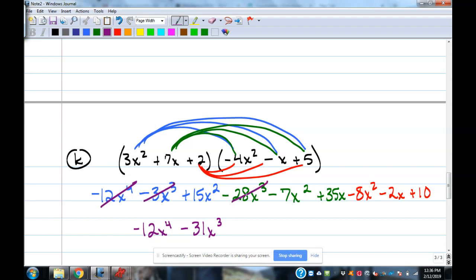So maybe it helps to mark them out as you use them. Maybe that makes it a little easier on you. You don't have to, but when it gets really long, sometimes it's easier to mark them out after you use it. So we got a 15x squared.